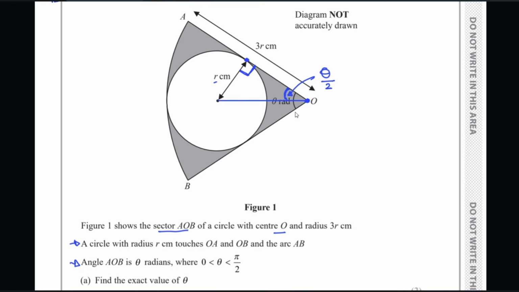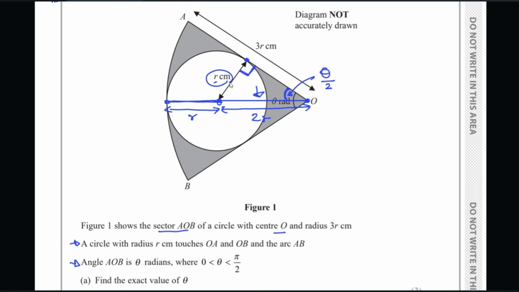We know the radius of the sector is 3r cm. So if we extend this line up until there, we know that this is the radius of the circle. So this is going to be r centimeters. And the distance from here to there, the hypotenuse of this triangle, has to be 2r, so that this entire blue line from O to this point is equal to 3r, which is the radius of the sector. So that's how we know the hypotenuse of this triangle that we formed is equal to 2r.